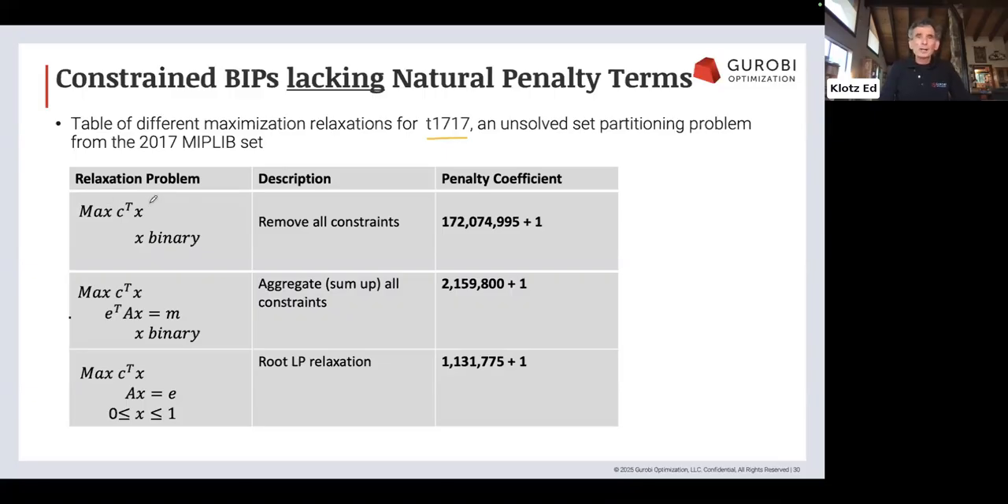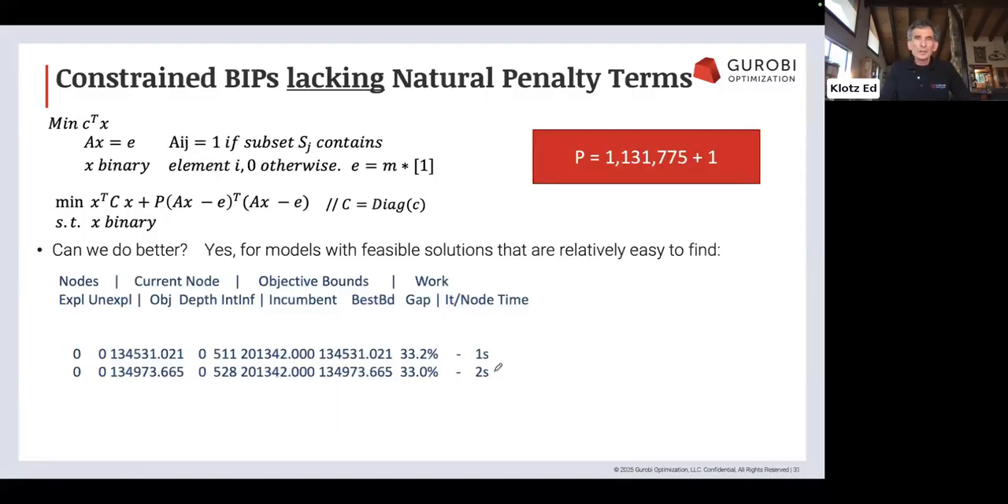And if we go through our relaxations, the weakest one yields a penalty term of over 172 million. We then aggregate the constraints and drop it to a little over 2 million. Then looking at the root relaxation, we drop it to 1 million. So that's where we're at so far.